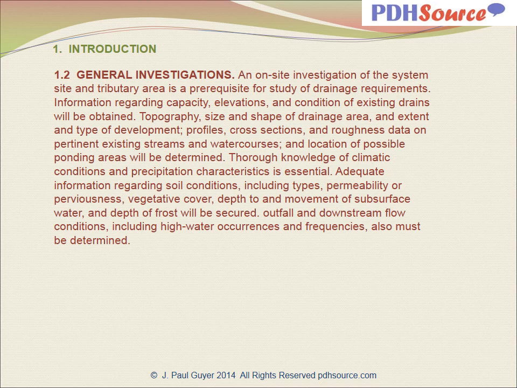Knowledge, of course, of climatic conditions and precipitation characteristics is essential, because what you are dealing with is rainwater, and what do you do with it? Rainwater and snow melt, if that's appropriate. You need to have adequate information about soil conditions, types, permeability, perviousness, vegetation, the depth to and movement of subsurface water, groundwater, and depths of frost, if frost is a consideration where you are located, and then outfall and downstream flow conditions, including high water occurrences and frequencies.